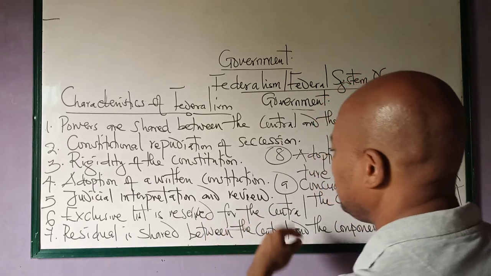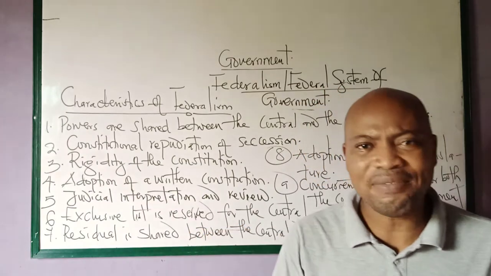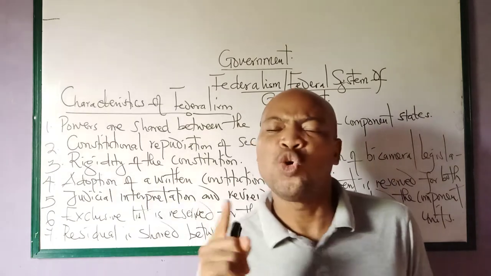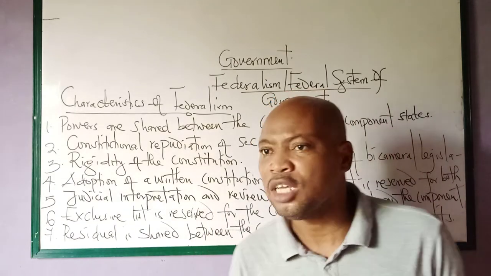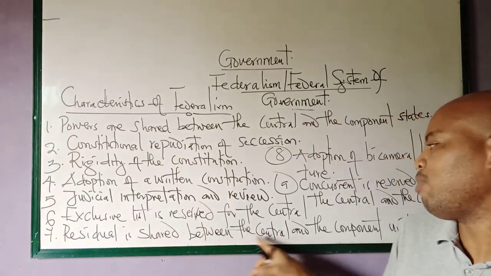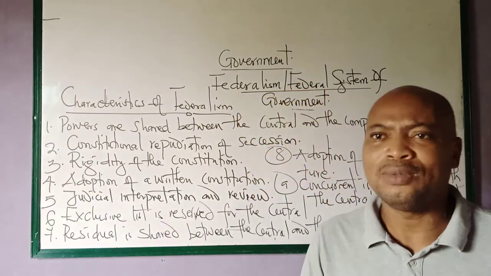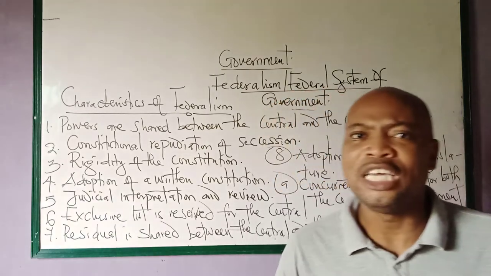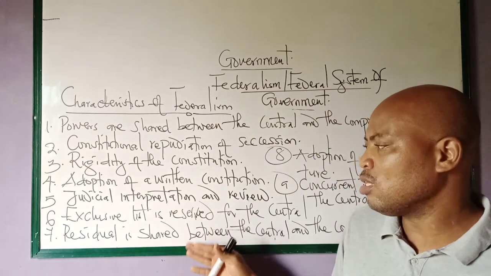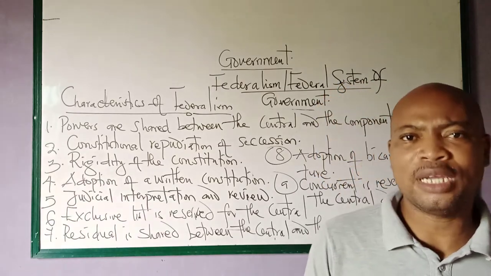Then we have what we call exclusive list. The exclusive list under the federal system of government is reserved only for the central. The central does not share power with the component state or the component unit under the exclusive list. Then number seven, residual list is shared between the center and the component unit. What we're saying here is that both of them do in most cases share power in this regard in order to make the center not to look weak. So in most countries, under the residual list, the power is also shared between the center and the component states.